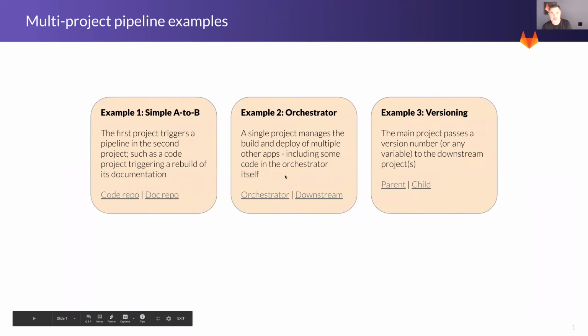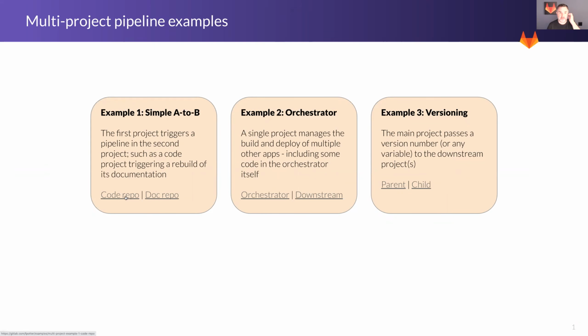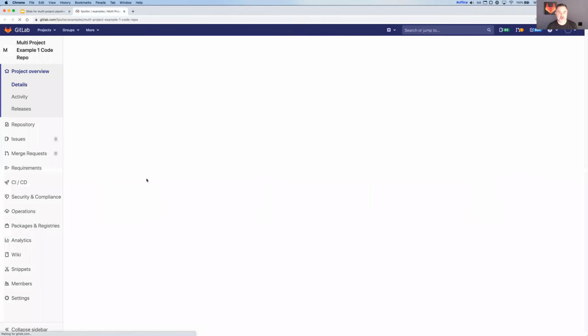The first one is sort of a simple A to B example, just showing how one pipeline can trigger activity in another pipeline in another project. An example of what this might be useful for is a code project that triggers a rebuild of the documentation, for example. So I'm going to go into the code repo here.